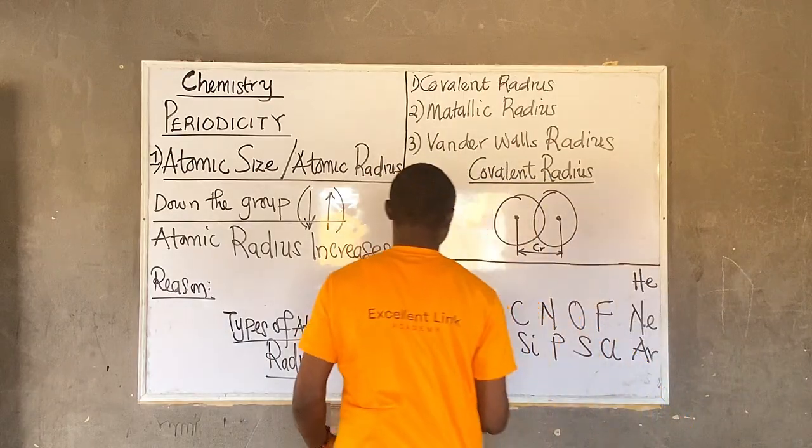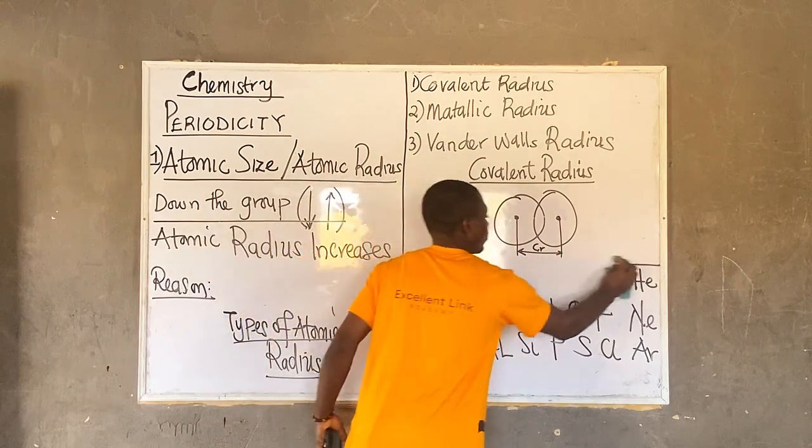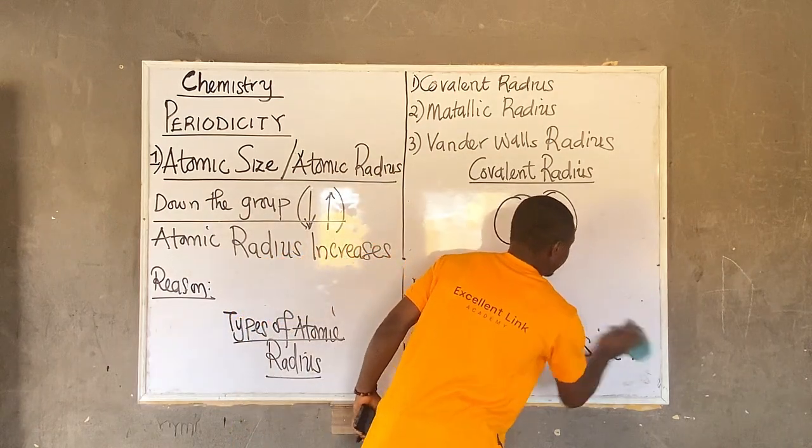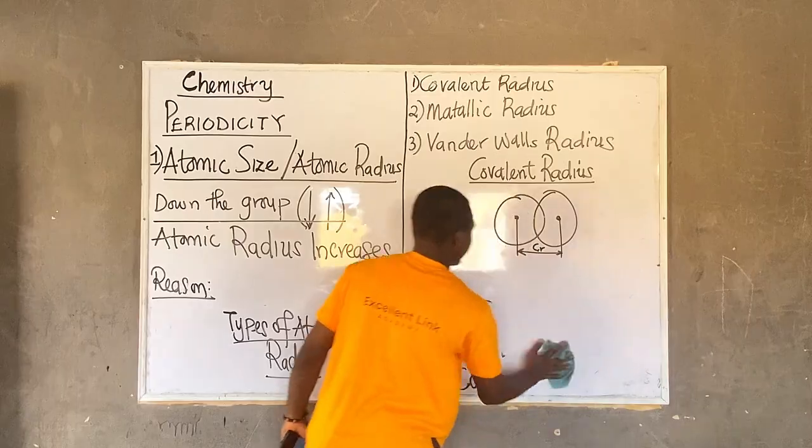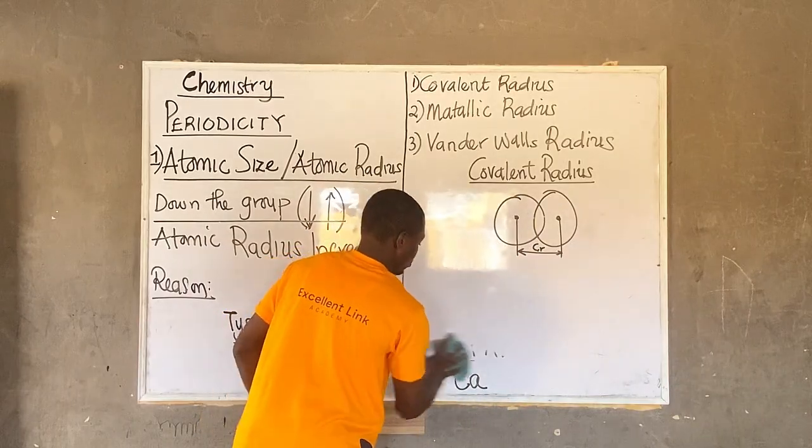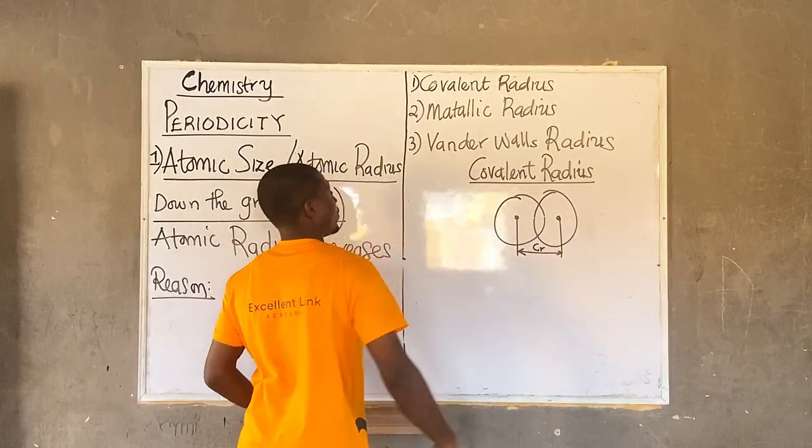I don't think we need this again. Let me just take it off. This is to explain the trends of the table. All right, that's covalent radius.